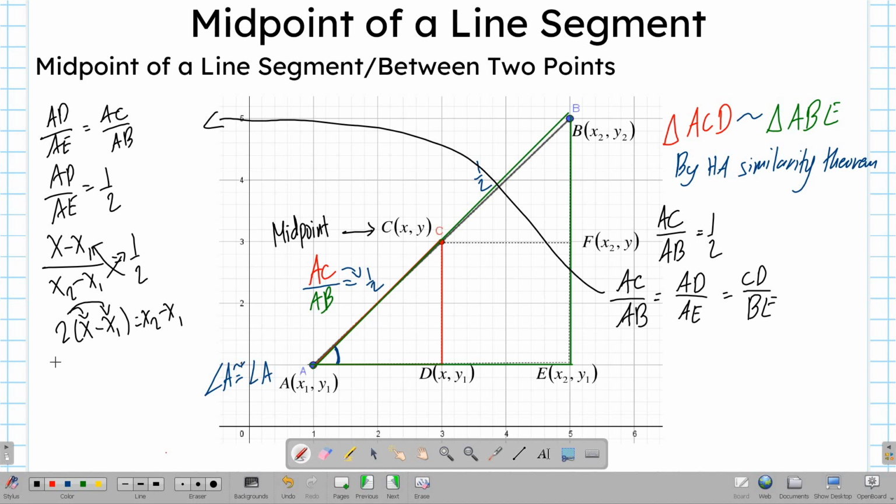Distribute 2, we're going to have 2x minus 2x sub 1 is equal to x sub 2 minus x sub 1. Kapag transpose mo to dito, we're going to have 2x is equal to x sub 2 minus x sub 1 plus 2x sub 1. 2x will then be equal to, combine like terms, magka-like term, so that becomes x sub 2 plus x sub 1, because that's negative x sub 1 plus 2x sub 1.